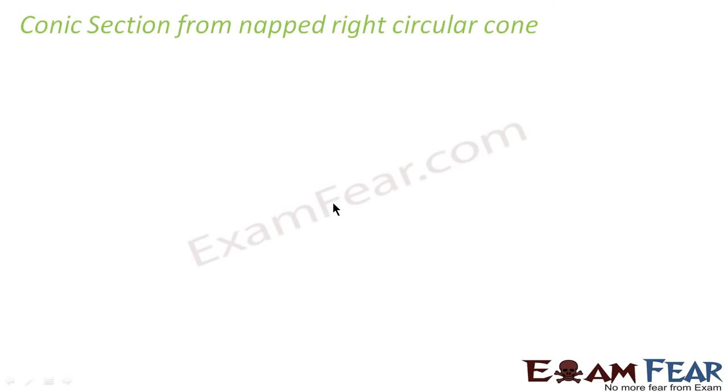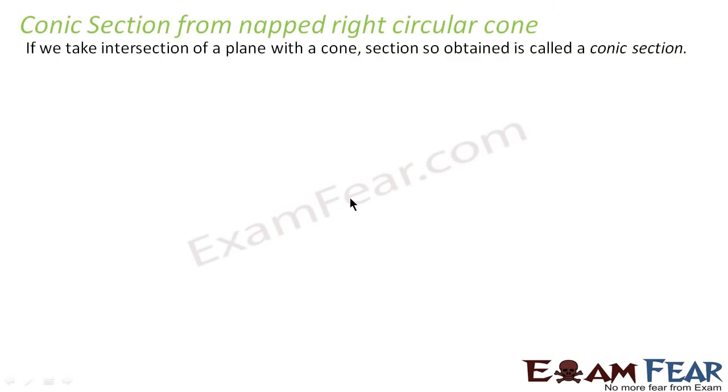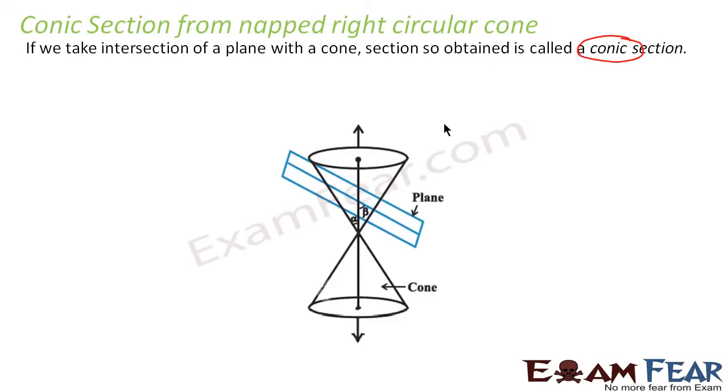Conic sections from nap circular cone. If you take the intersection of a plane with the cone, we get conic sections, and that's why the word conic is there. I'll show you. This is the double nap circular cone, and we have taken this plane. Let's suppose this is the plane, the xy plane. If you cut this double nap circular cone, you will get conic sections. For example, now if you cut this, you will get something like this.